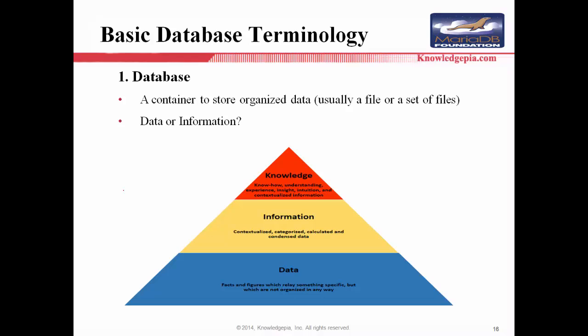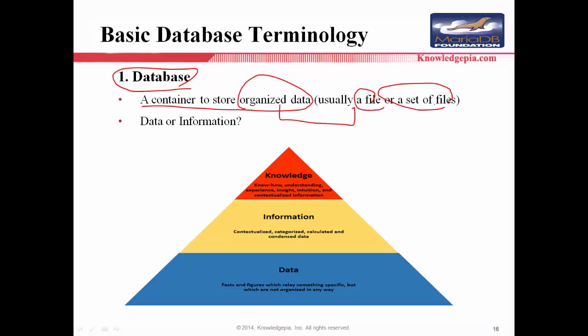Basic database terminology. First one, database. Database means a container to store organized data. Here, organized normally means a file or a set of files. Data or information: what is the difference between data and information? Please check here: data, information, and knowledge.